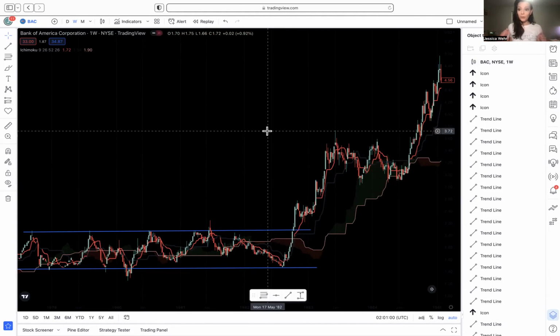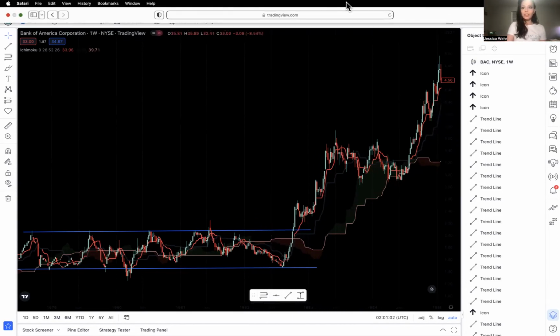Let me know if this helped. I will go over more patterns in the near future, and that is how we can use these patterns to incorporate into our investment strategy.